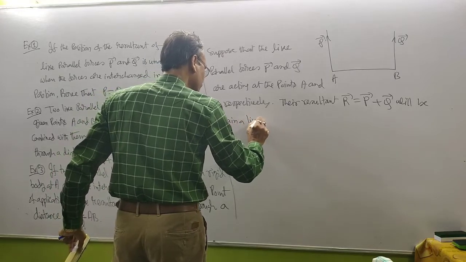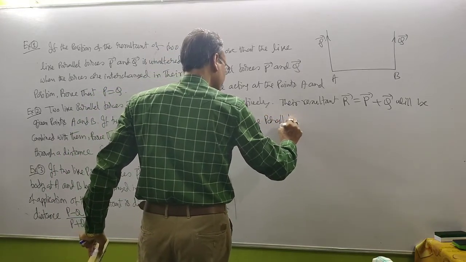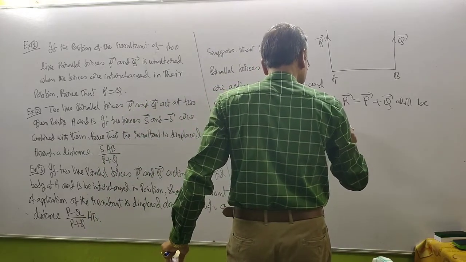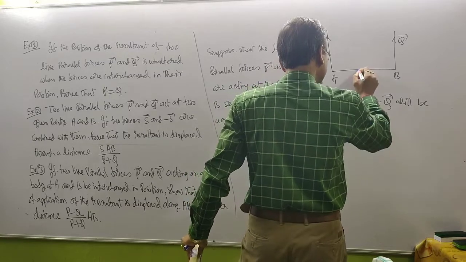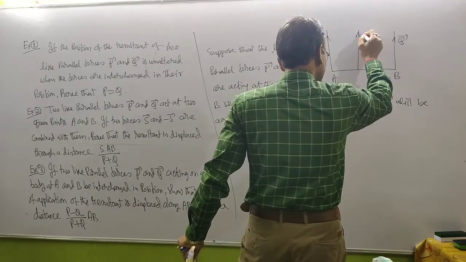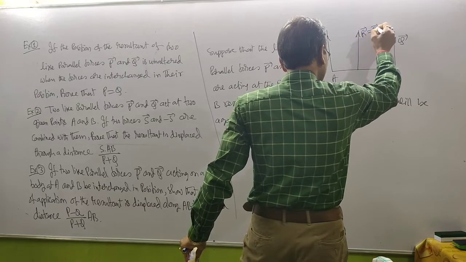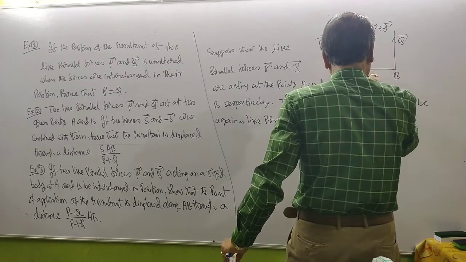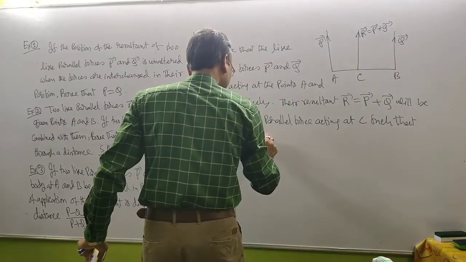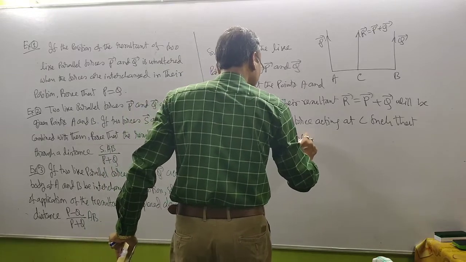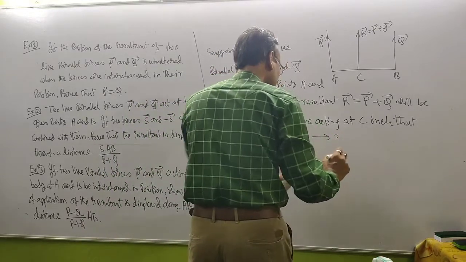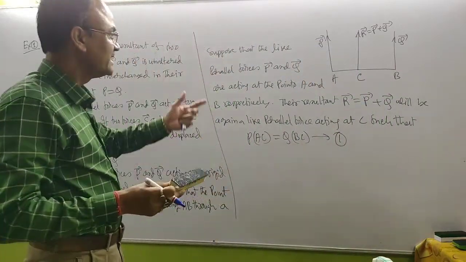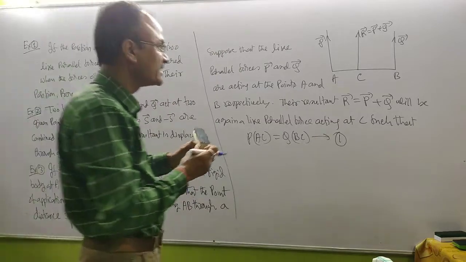Acting at C, P plus Q, acting at C such that P into AC equal to Q into BC. P into AC equal to Q into BC. Suppose this is number 1.